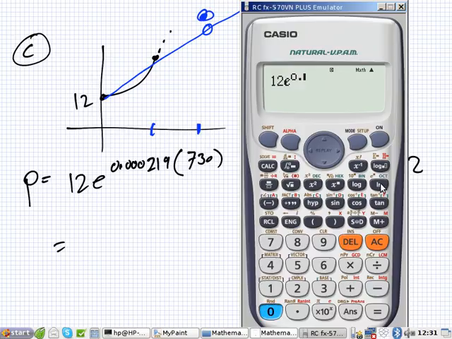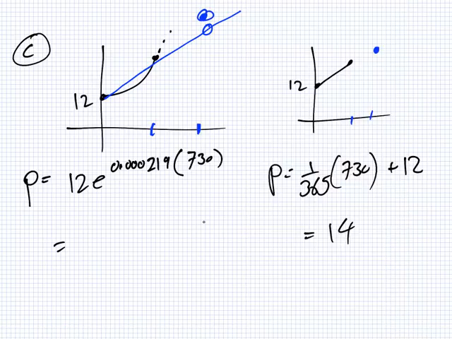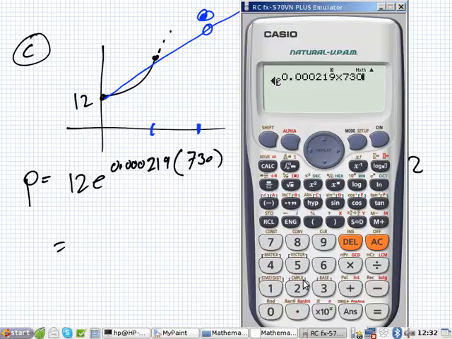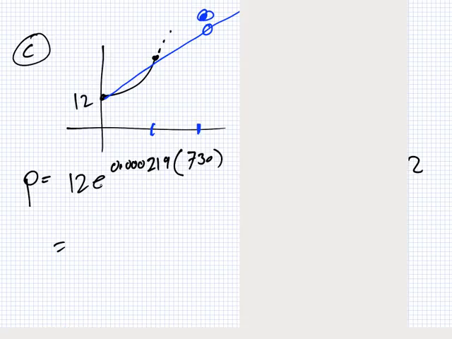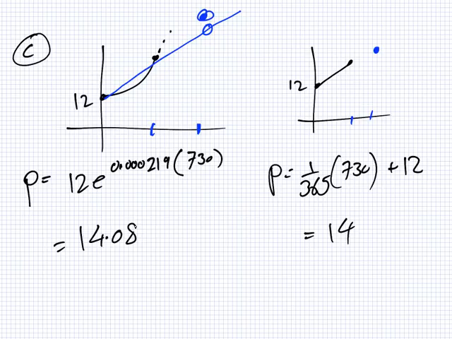12E to the power of 0.000219 times 730. Wait, 730? Are you sure? 365 times 2. Yeah. Okay. Let's see what we get. 14.08. So there is a small difference of 0.08. Which model do you feel is more accurate, though, if you were to pick one? First. Why?